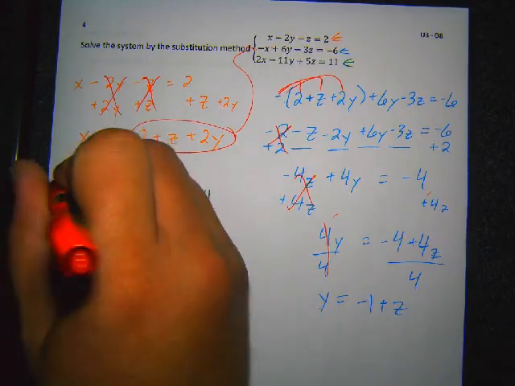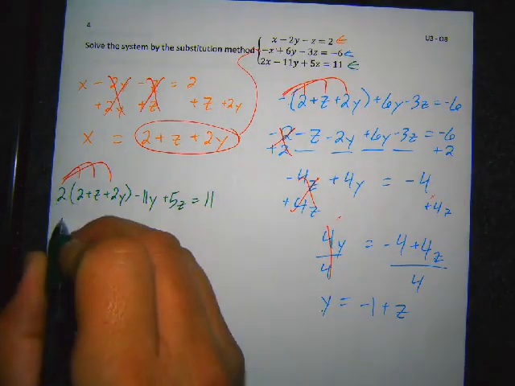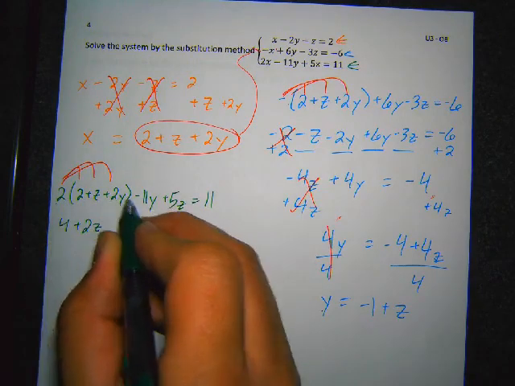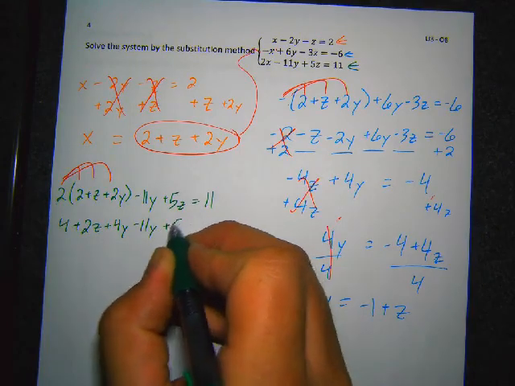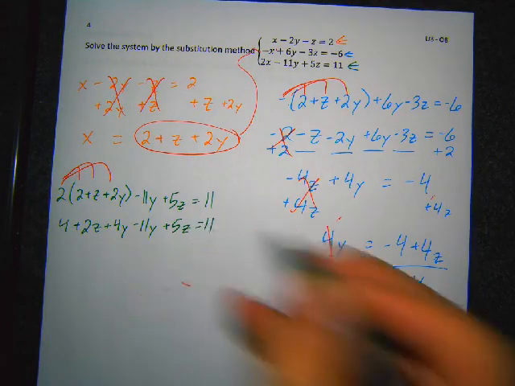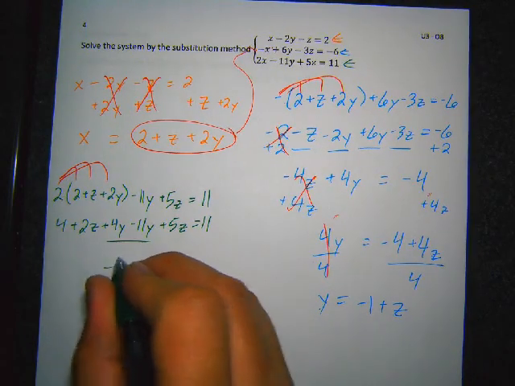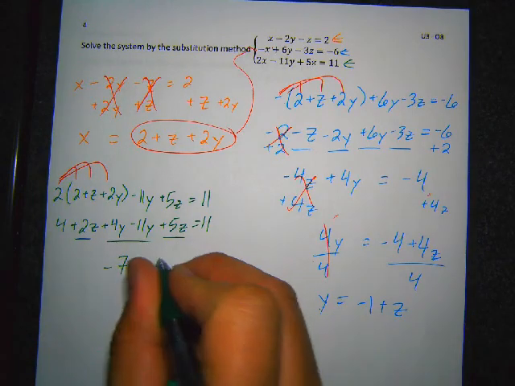So I'm actually going to go ahead and simplify this a little bit first, because if you can simplify first, sometimes you can make it easier. So I'm going to do 2 times 2 is 4. 2 times z, 2z. 2 times 2y gives me 4y. Still minus 11y plus 5z equals 11. So now I can combine. I got 4y minus 11y gives me a negative 7y. Got 2z and 5z gives me 7z.